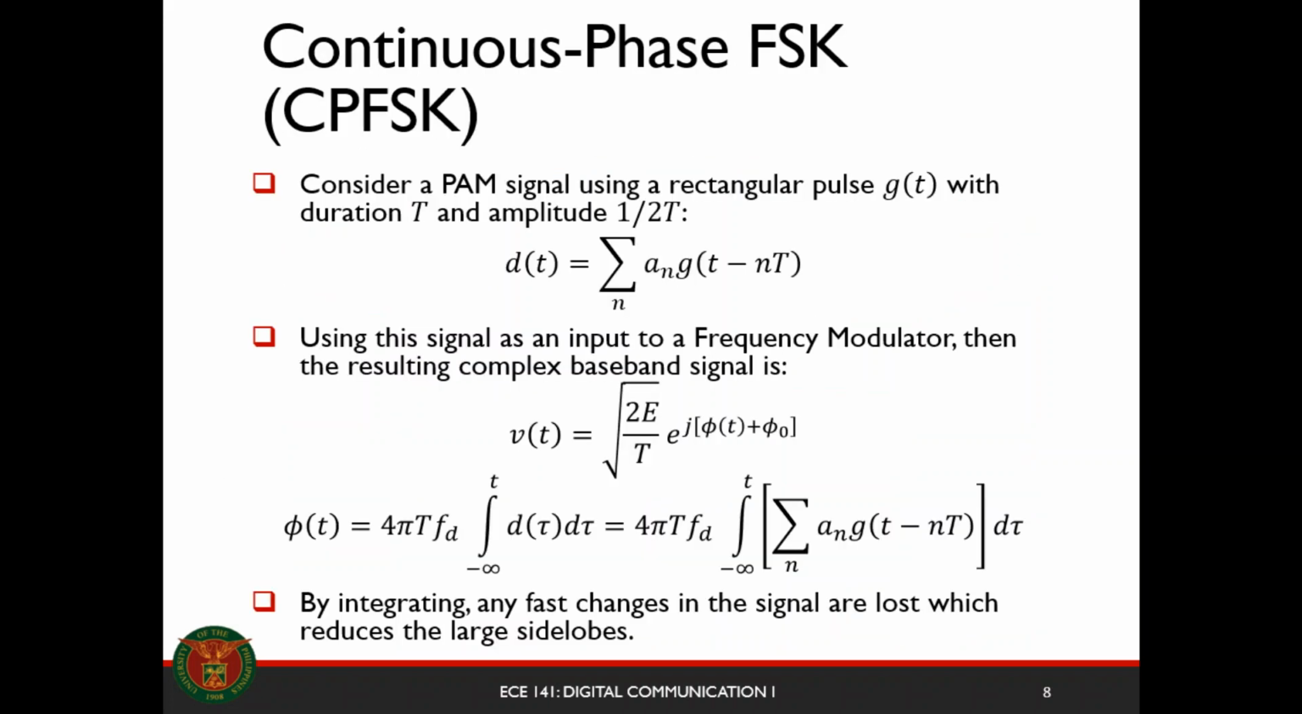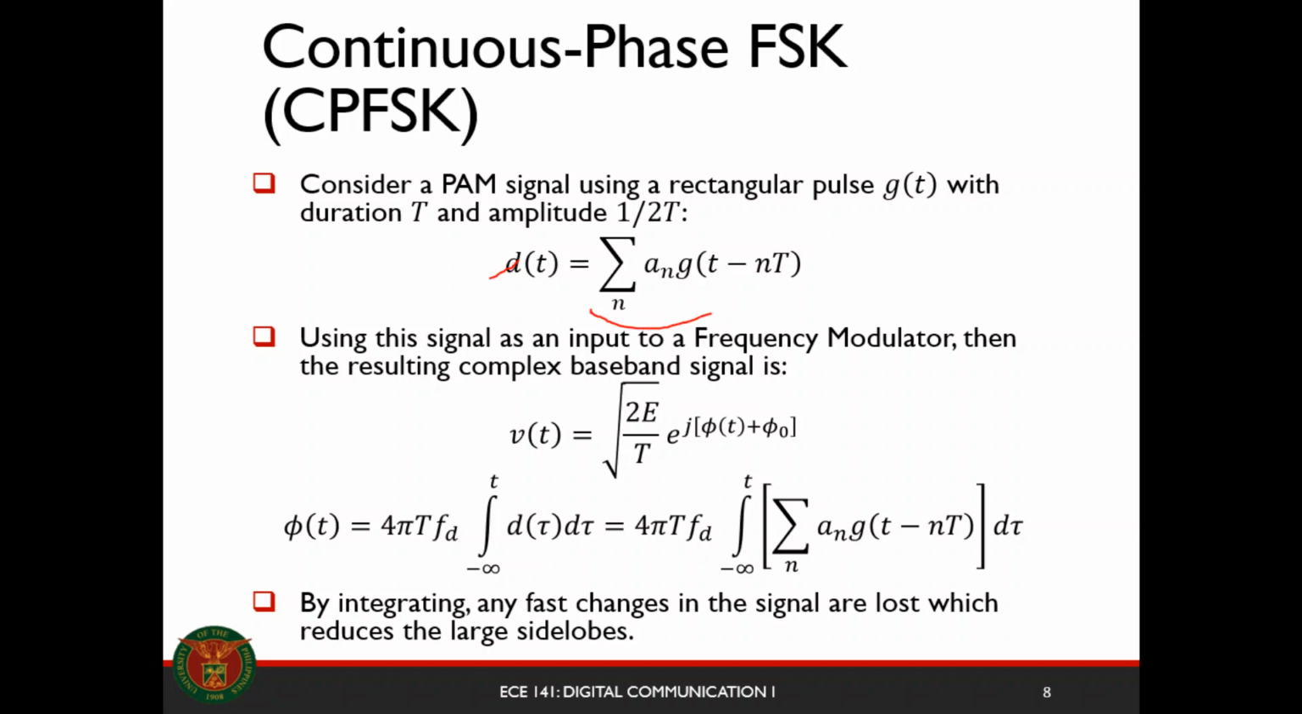That's where we have the continuous phase frequency shift keying. Okay, so it's still FSK, but instead of having discontinuities, each time your signal is continuous. So where does it start? First, we will consider a PAM signal.